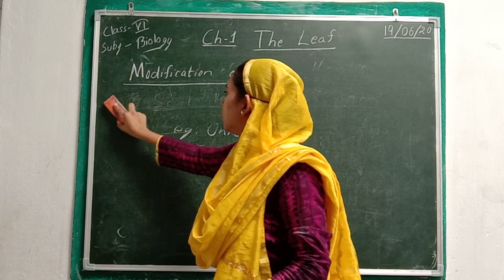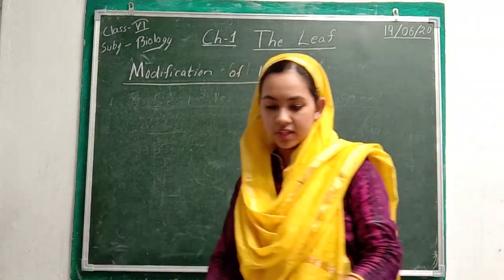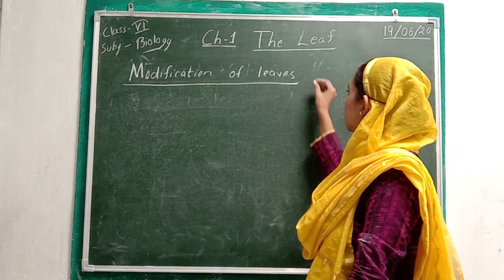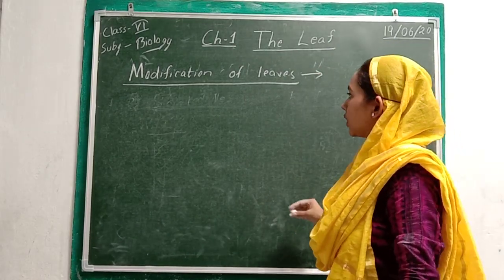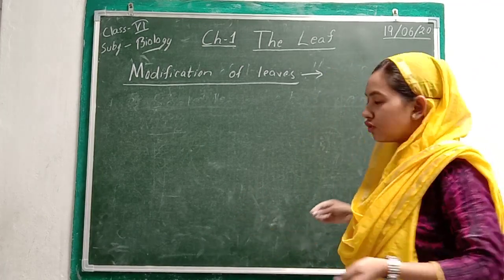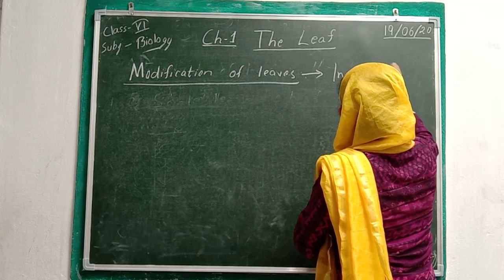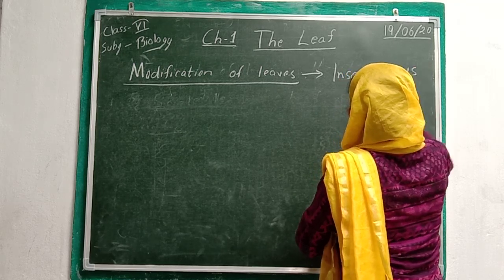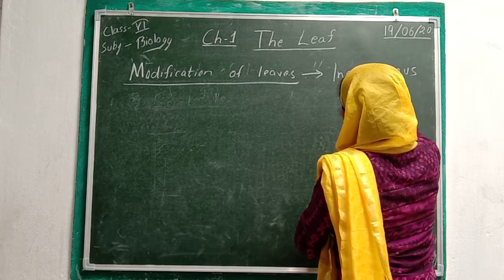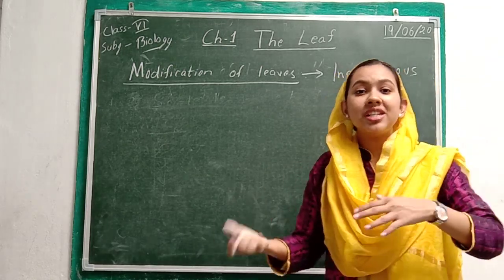Now there are some more modifications. One very interesting modification of the leaf is that sometimes it gets modified and forms a different kind of plant. What kind of plant? It forms insectivorous plants. Now, what do we mean by insectivorous plants? These are the plants which eat insects.